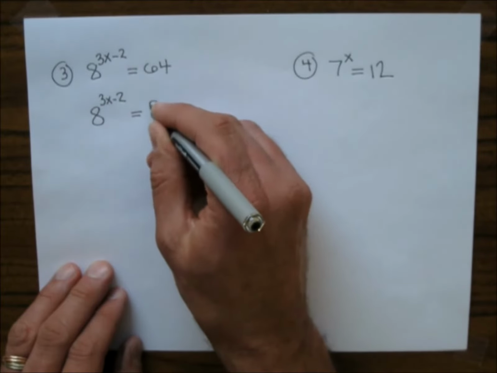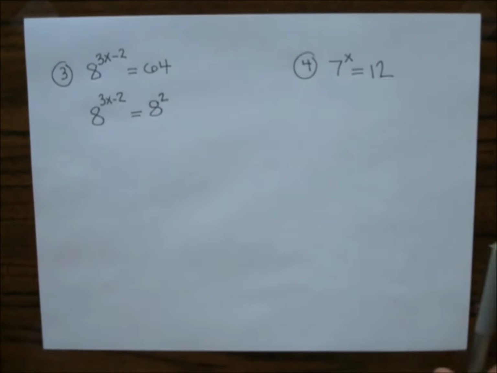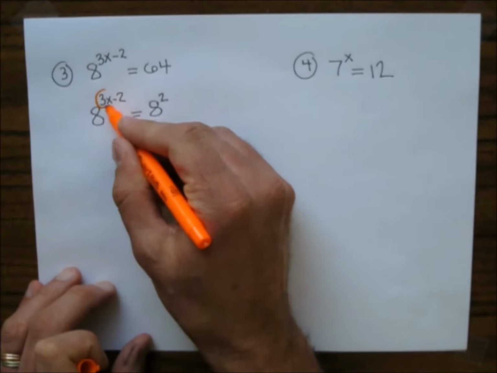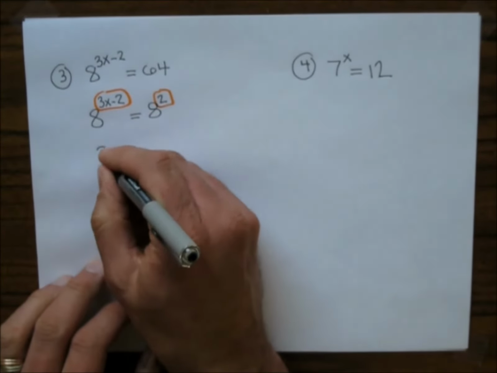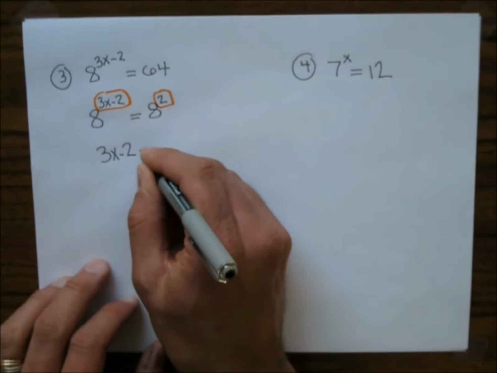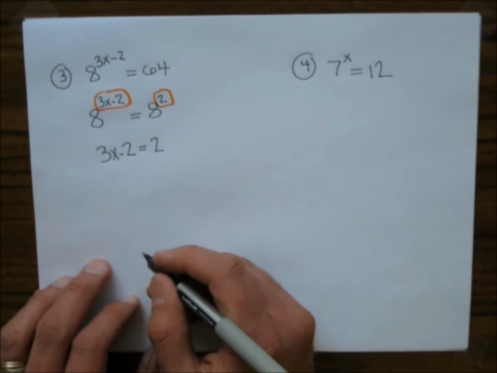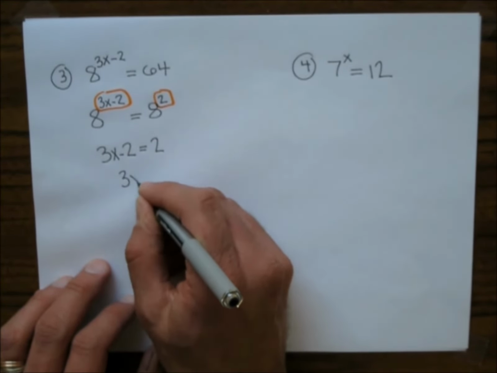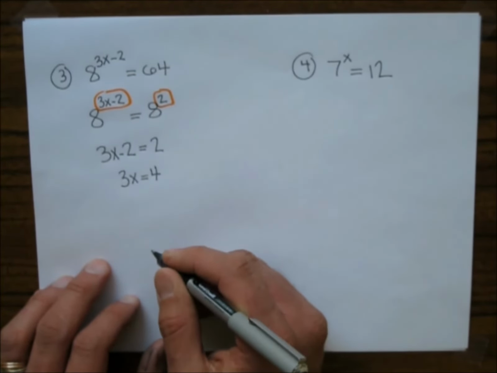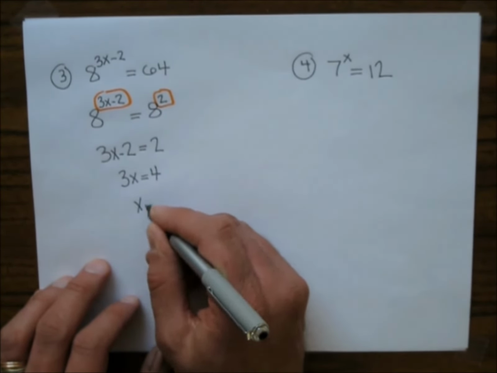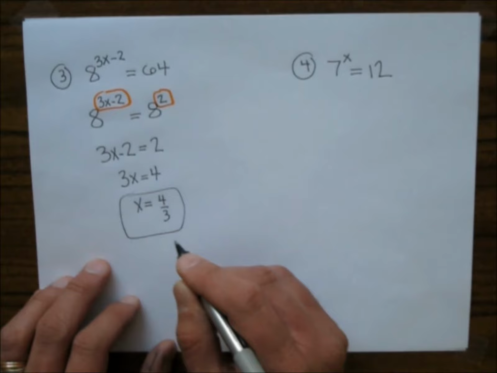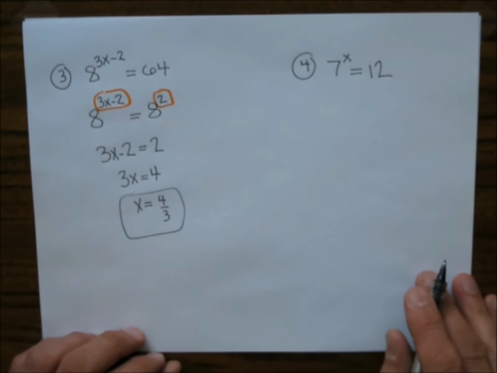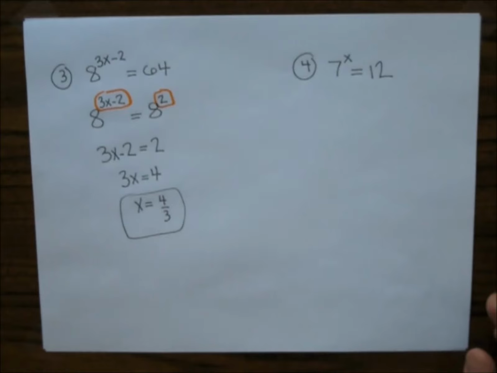64 is 8 squared. So I have 8 to this equals 8 to that. So I'm going to take this and set it equal to that. So I add 2 to both sides, and I divide by 3 on both sides. So x equals 4/3. The answer is not always going to be 4/3, or negative 4/3. It's just the way it worked out this time. So that is how you do these problems.